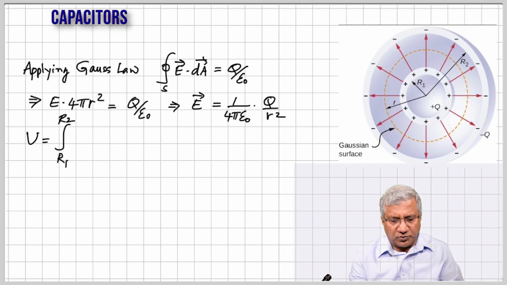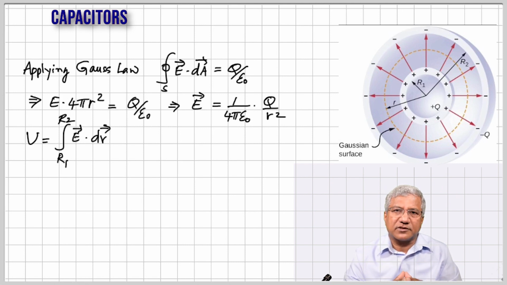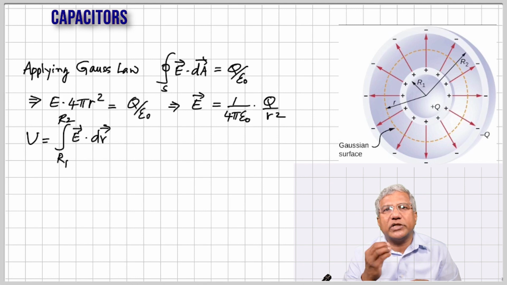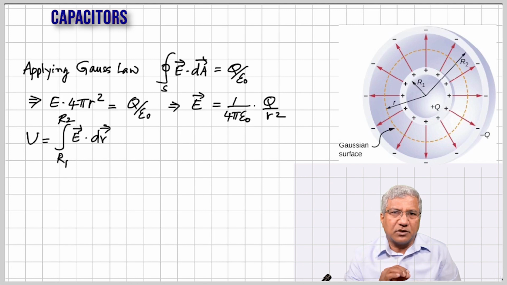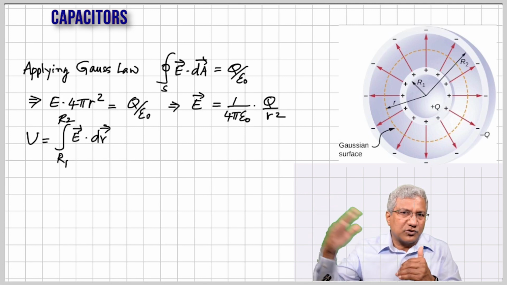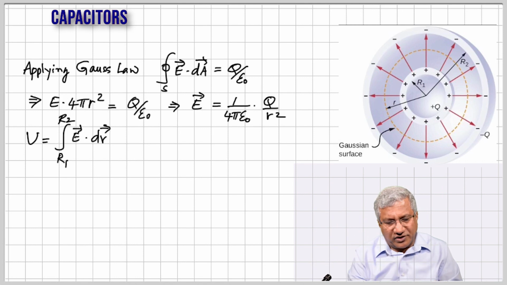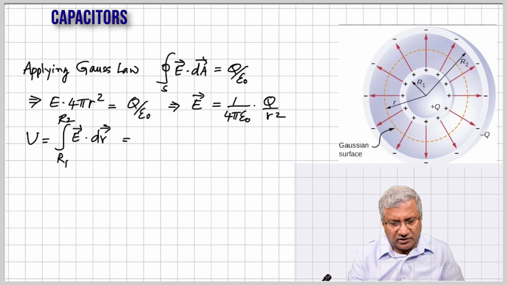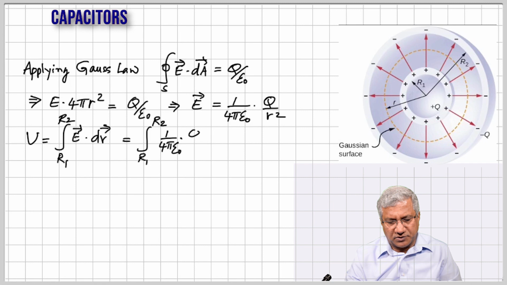Now, voltage between the two plates, or potential difference, is defined as integral R1 to R2 E dot dr. That's the fundamental definition of potential difference, because potential difference is the work done in taking a +1 coulomb from the inner sphere to the outer sphere, against the forces of repulsion. So that's why we have integral R1 to R2 E dot dr. Then substitute for E, which is 1 by 4 pi epsilon naught Q by r squared dr, and then do the integration.